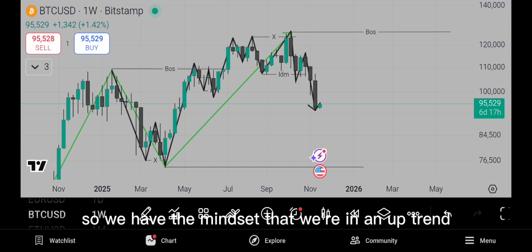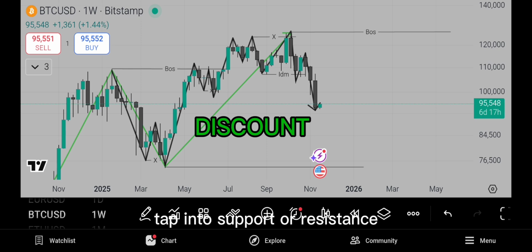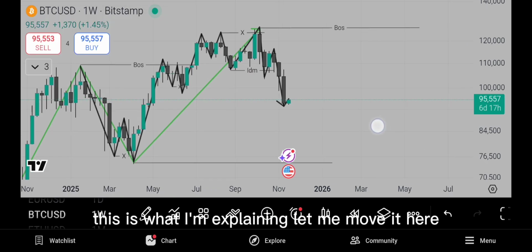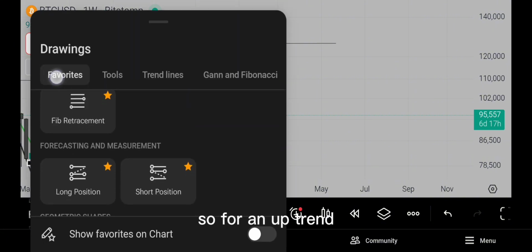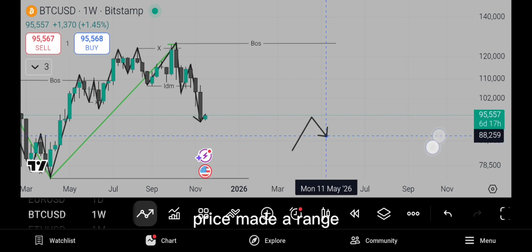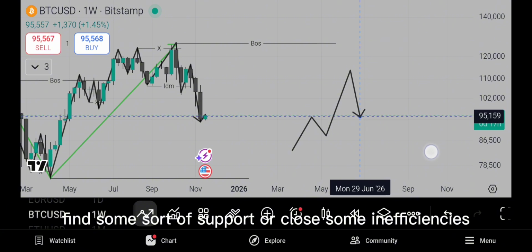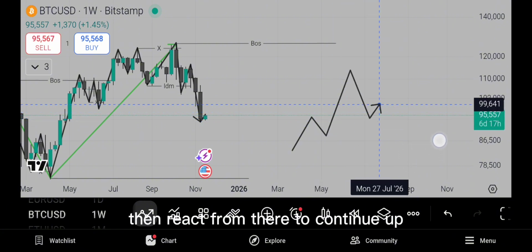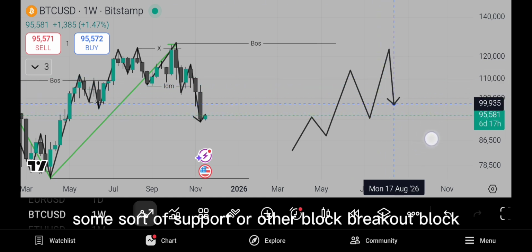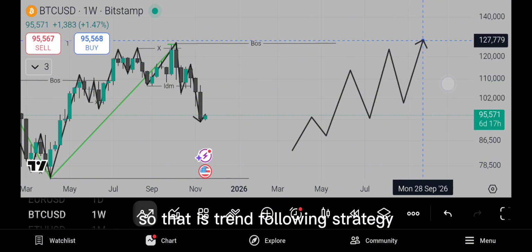So we have the mindset that we're in an uptrend and price is going to retrace down to discounts to reprice, cover inefficiency, tap into support or resistance that is going to push price higher. This is what I'm explaining. Let me move it here. So for an uptrend, price made a range. Price is going to retrace down to discounts, find some sort of support or close some inefficiencies, then react from there to continue up. Price is going to retrace down, cover inefficiency or tap into some sort of support or other block, breaker block, mitigation block, stuff like that to continue the trend. So that is trend following strategy.